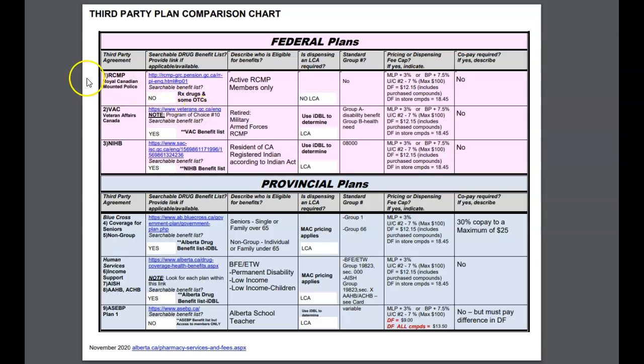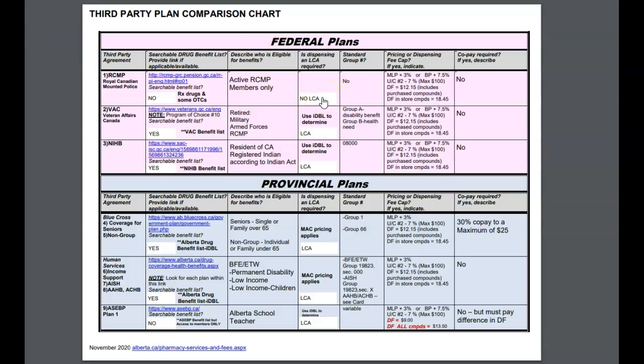So as far as our RCMP, Royal Canadian Mounted Police, no, there is no searchable benefit for these folks. So we just kind of assume, we never want to assume too much, but our RCMP folks will have prescription drugs and some OTCs covered. I'm not going to go through these columns here. I think that you can work through and compare what I've provided to you for who is eligible for benefits. Compare what I've put in the file compared to what you have, and then if you wish to streamline what you've created, please go ahead and do so. Again, I just tried to keep it kind of streamlined.